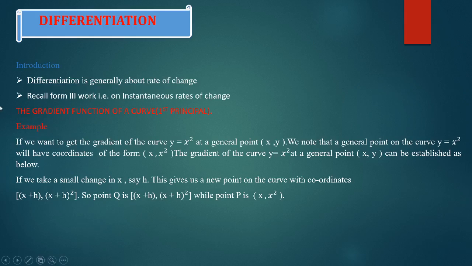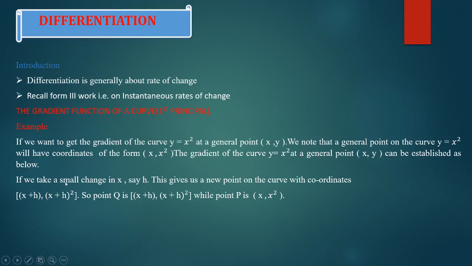An example is that if we want to get the gradient of a curve y equals x squared at a general point x, y, we know that a general point on the curve y equals x squared will have coordinates of the form x and x squared. The gradient of the curve y equals x squared at a general point x, y can be established as below.